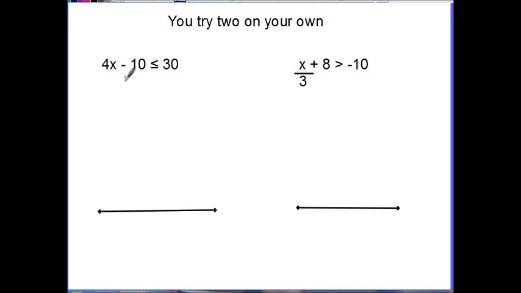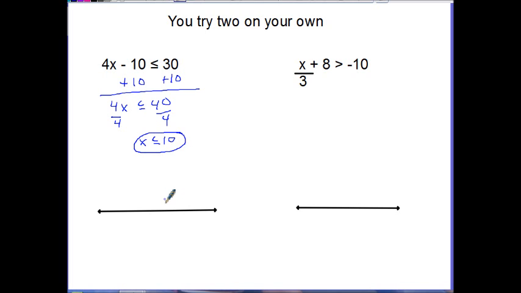So for this first one, we're going to add 10 to both sides, which leaves me with 4x is less than or equal to 40. Divide both sides by 4, and x is less than or equal to 10. There's our solution.